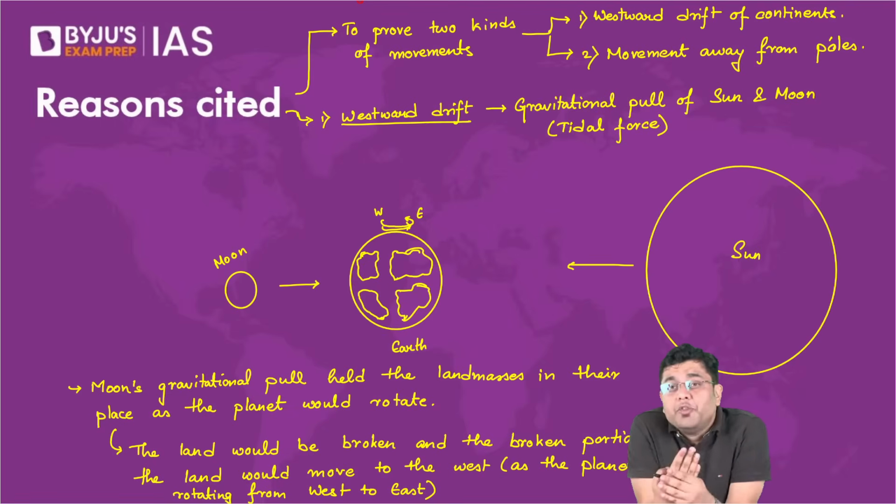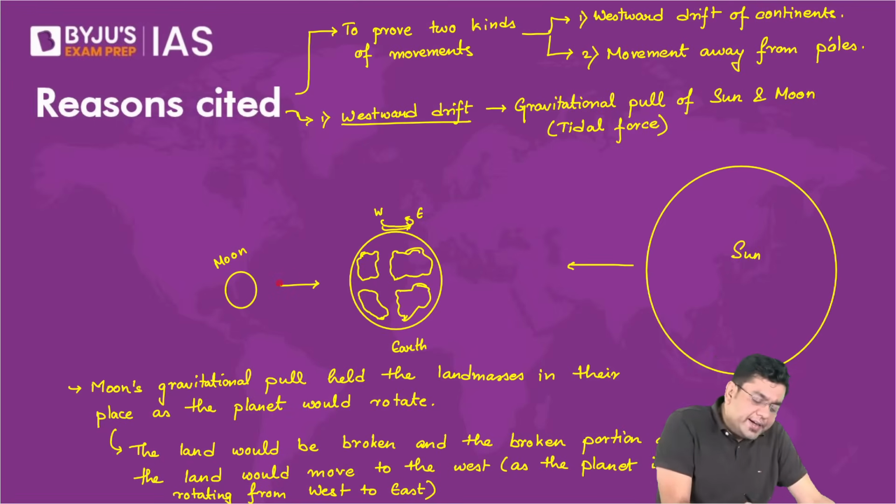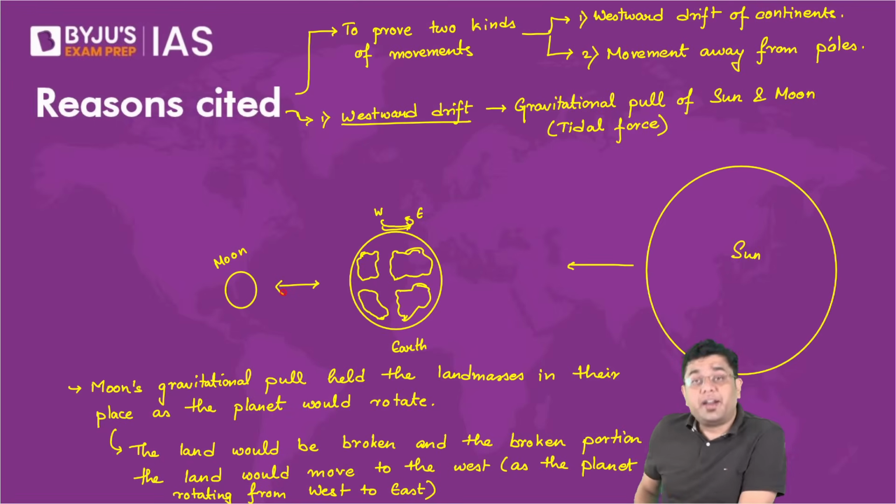Now, here, when we talk about the reason cited by Wagner, he wanted to prove the westward drift of the continents. Now, for that, what he said was, look, the continents on their own did not drift to the west. On their own, they would not move to the west. So, how did they move? It was because they were held by the moon and the sun. Now, how were they held by the moon and the sun? Because the moon and the sun would exert a very strong gravitational pull of attraction.